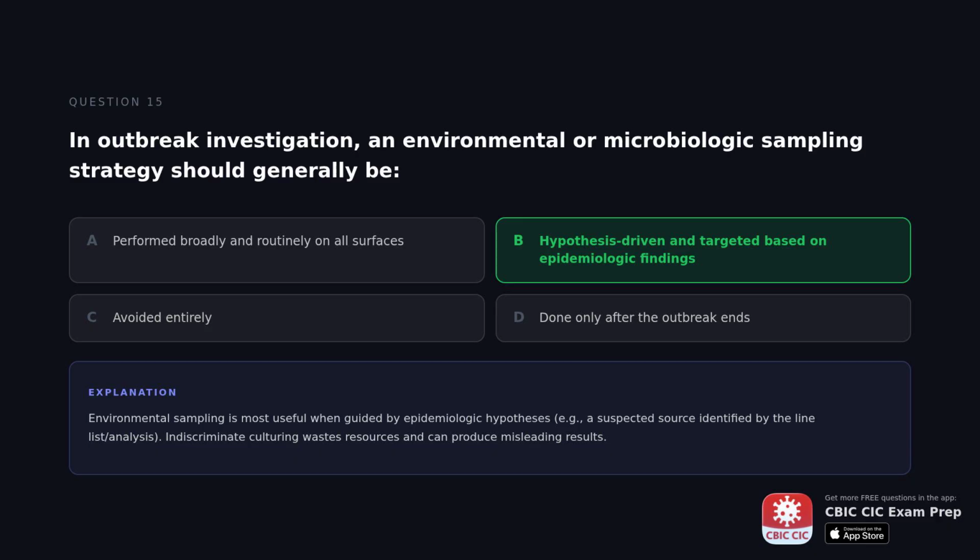The correct answer is hypothesis-driven and targeted based on epidemiologic findings. Environmental sampling is most useful when guided by epidemiologic hypotheses, for example, a suspected source identified by the line list analysis. Indiscriminate culturing wastes resources and can produce misleading results.